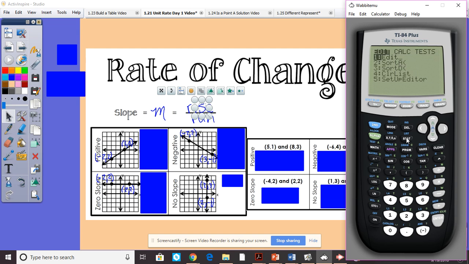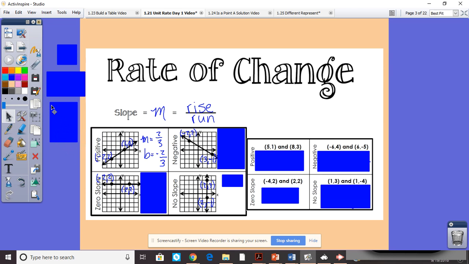Once you have your list in, you go to Stat, over to Calc, 4 for linear regression, and then Calculate. On this one, we've got repeating decimals. Just a reminder, if you type those into your calculator, you can use the alpha y4 function, and it will turn that repeating decimal into a fraction for us. So on this one, our slope is 2/3, and our y-intercept is -2/3.